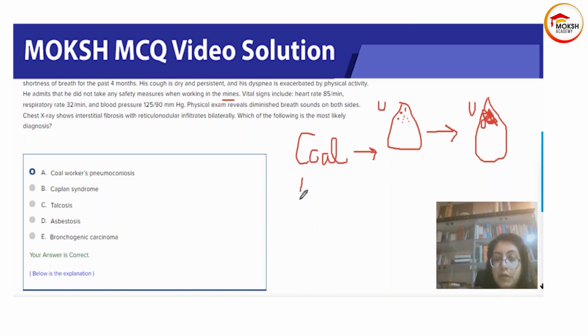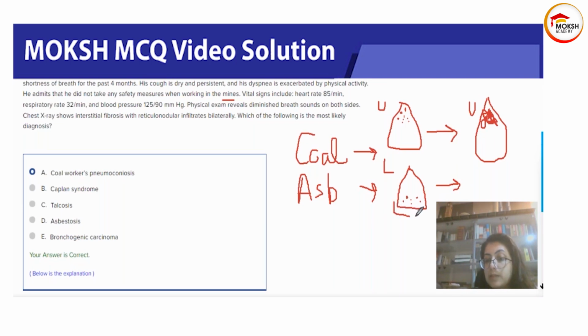Next important pneumoconiosis is asbestosis. So what does asbestosis cause? There can be other pneumoconiosis that involve the lower lung, but an important one to remember is asbestosis. Asbestosis causes lower lung issues. Again, it is going to cause some nodules and fibrosis, but in the lower lung. And other than that, what you're going to see is pleural plaques.